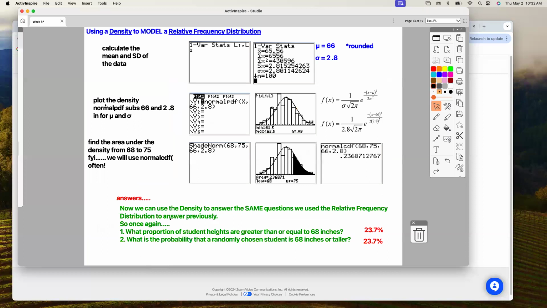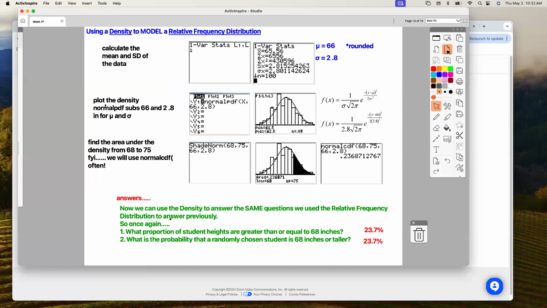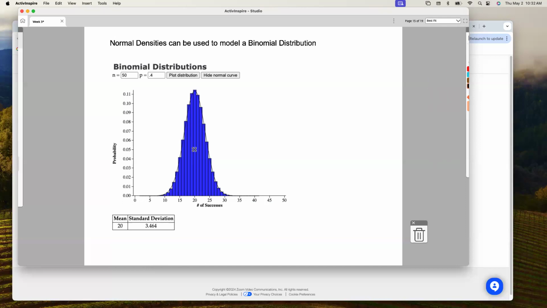So the idea is that we're using this normal curve to model the distribution of these data. And I can answer questions about proportions or probabilities, without using all the data. The answers are the same; it just depends on how the question is worded. We'll see those in some examples coming up in the other videos. One more thing too: if I got into Statplet and plotted the binomial distribution, it has an option to plot or hide the normal curve.